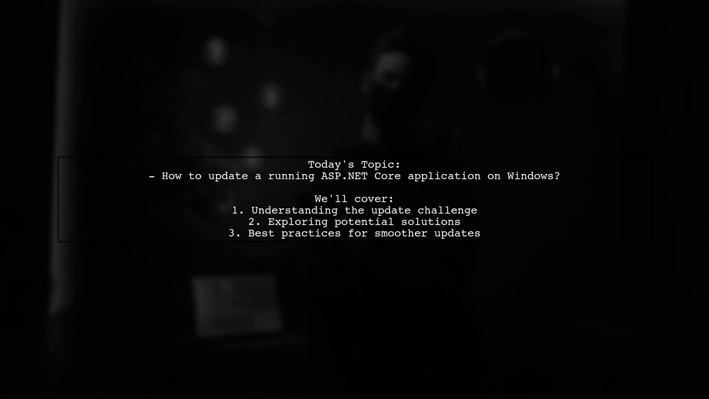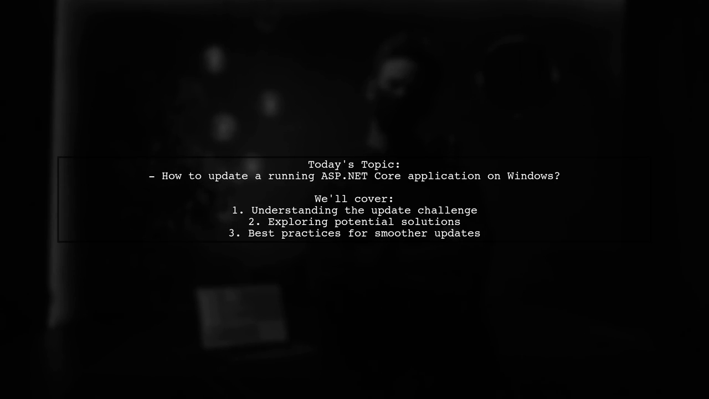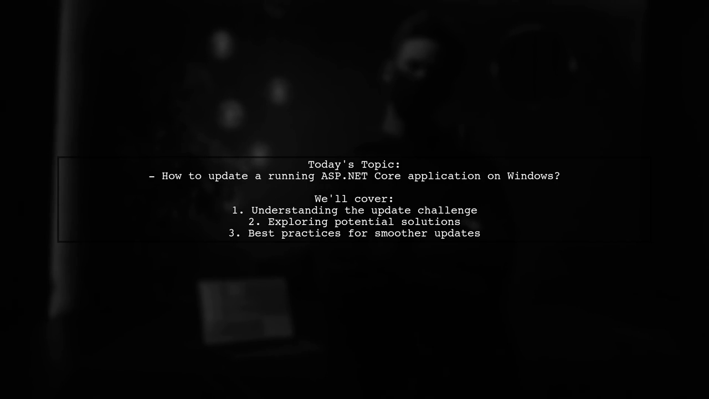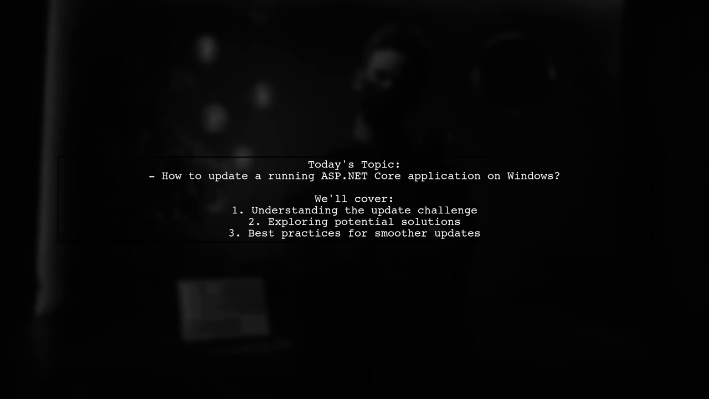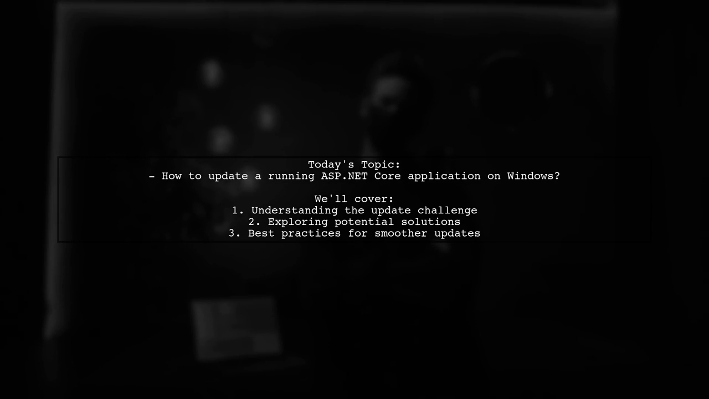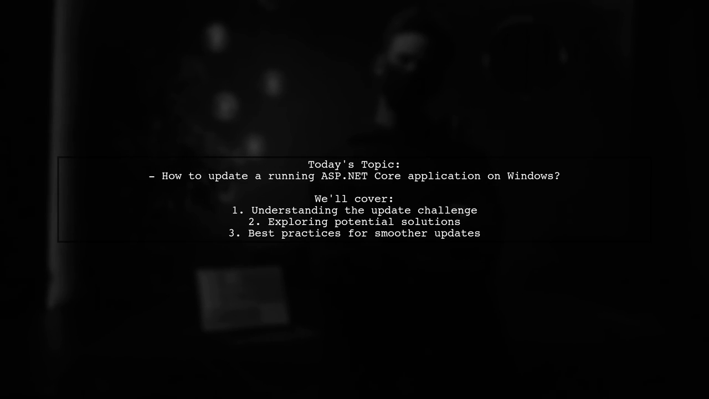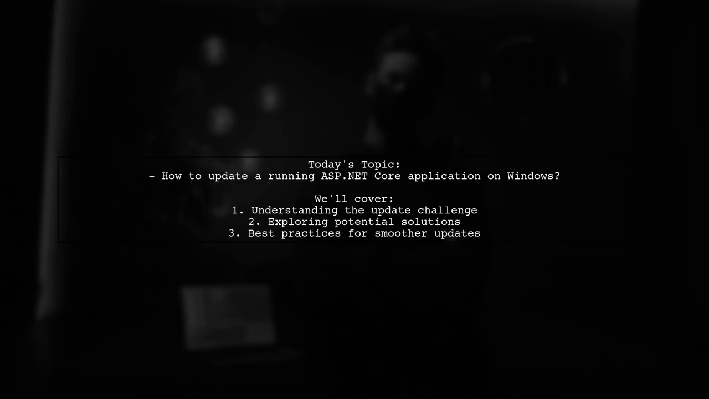Today, we're tackling a common challenge faced by developers working with ASP.NET Core applications. One of our viewers has a question about updating their application running on Windows Server 2008 R2 with IIS. They mentioned that every time they update their app, they have to manually stop and restart the application pool in IIS to avoid errors. So, is there a way to simplify this process? Let's dive in and explore some solutions together.